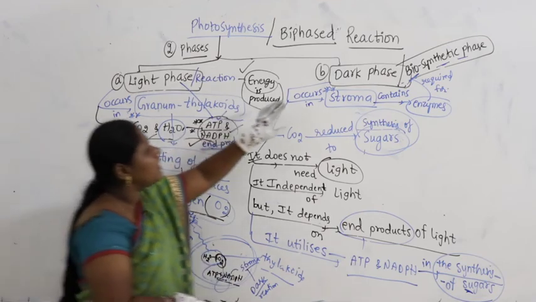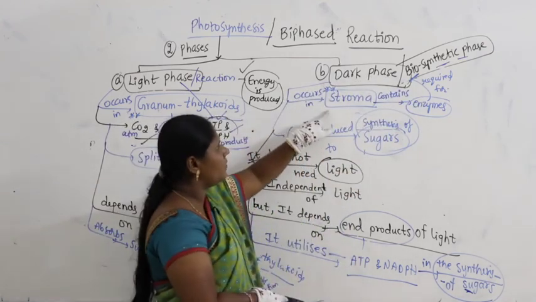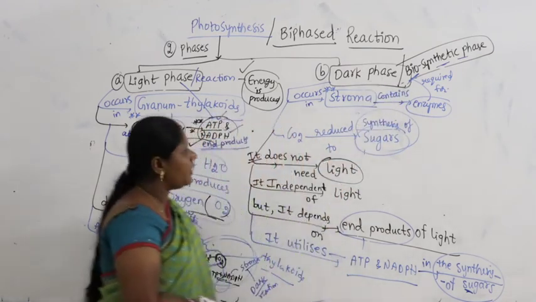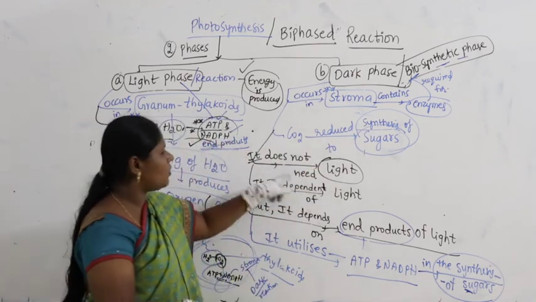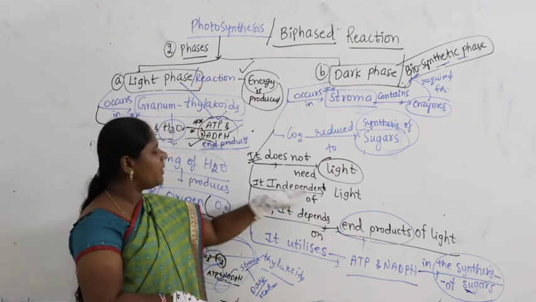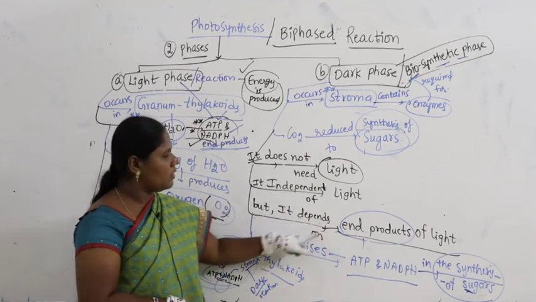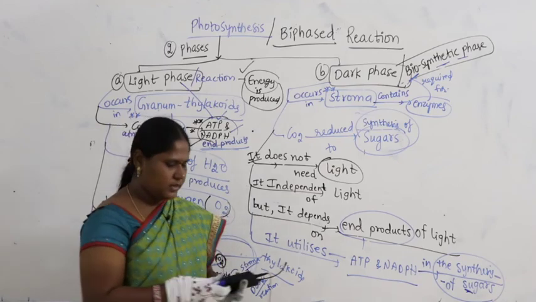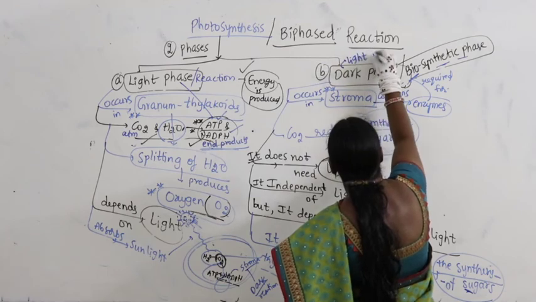So, the next phase is dark phase, also called biosynthetic phase. It occurs in stroma. It contains enzymes required for dark phase. Right? Now, carbon dioxide is reduced to synthesize sugars and it does not need light. That means it may happen in light, also happen in dark. It is independent of light, that is why it is called dark. Okay, but it depends on end products of light, that is light driven process. Sometimes dark process is also called as light driven process.